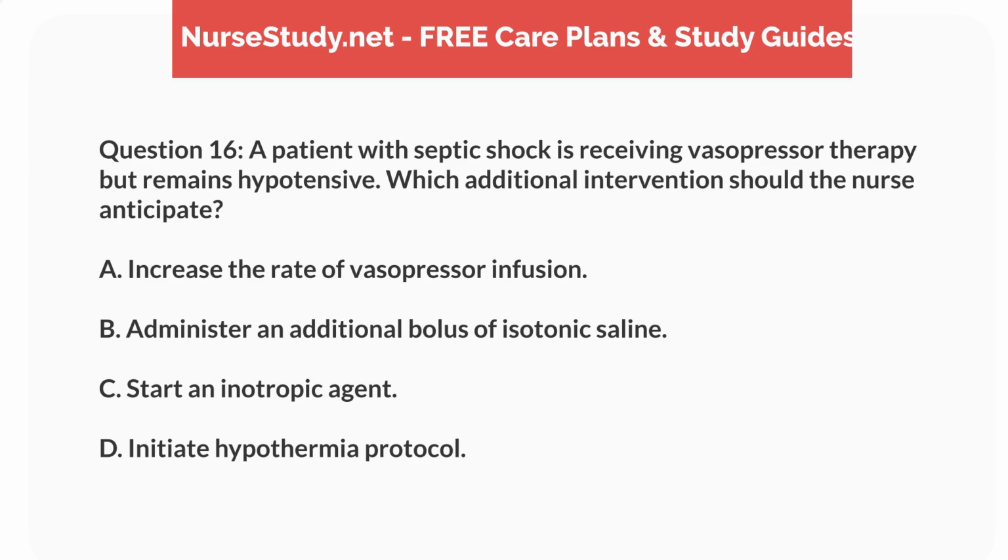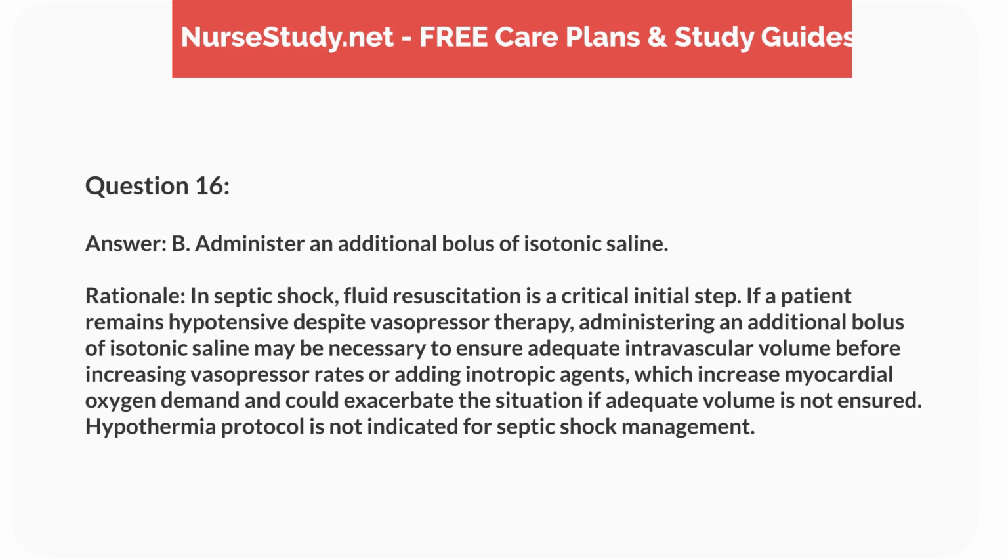Question 16. A patient with septic shock is receiving vasopressor therapy but remains hypotensive. Which additional intervention should the nurse anticipate? A. Increase the rate of vasopressor infusion. B. Administer an additional bolus of isotonic saline. C. Start an inotropic agent. D. Initiate hypothermia protocol. Answer, B. Administer an additional bolus of isotonic saline.